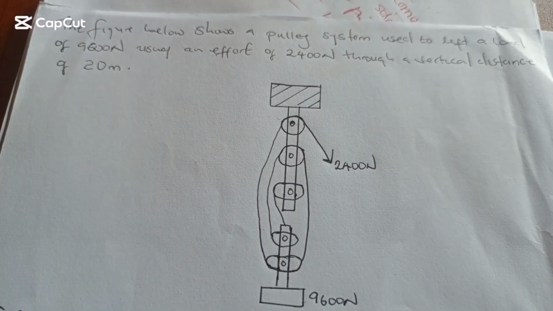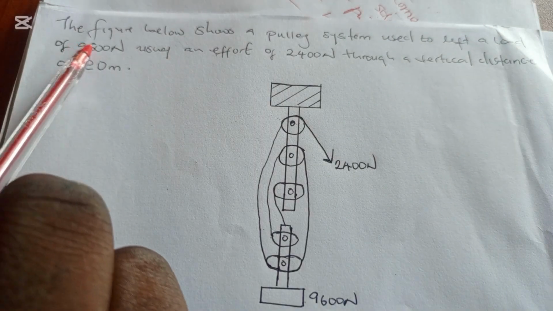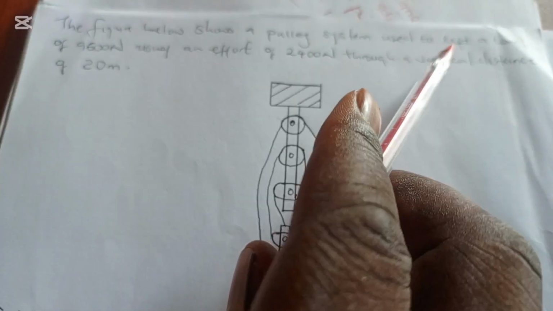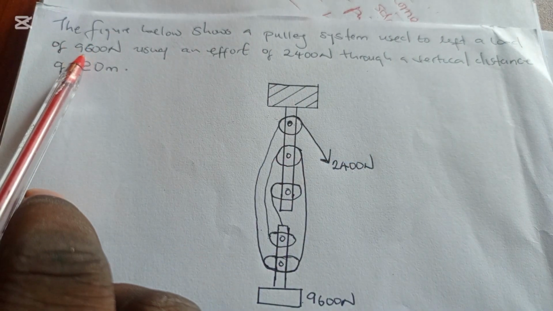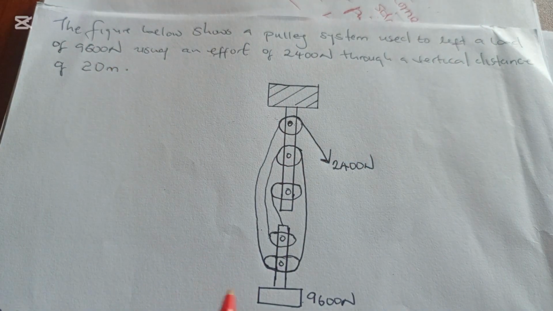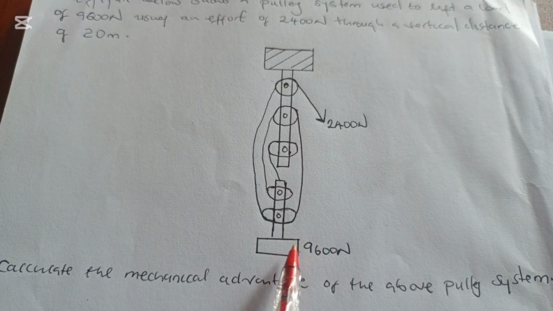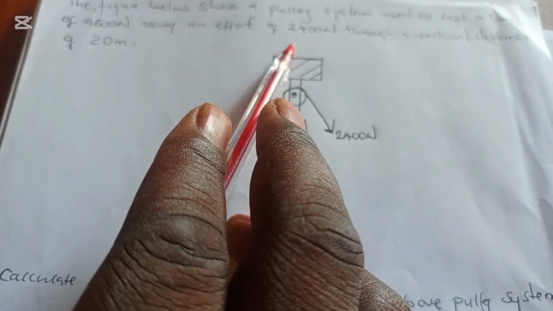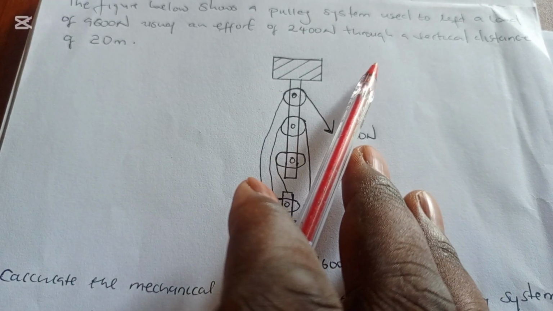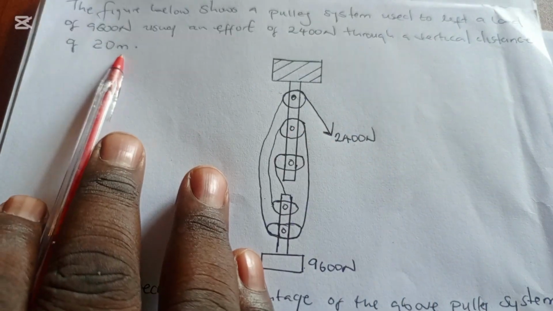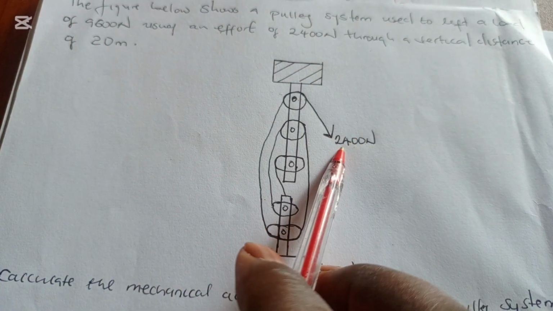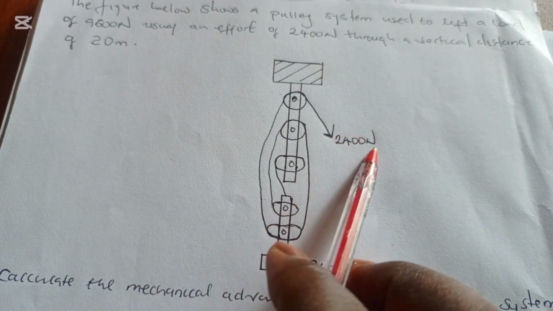This is physics on simple machines. So the question reads: the figure below shows a pulley system used to lift a load of 9,600 newtons using an effort of 2,400 newtons through a vertical distance of 20 meters. So the vertical distance is 20 meters, and our effort is 2,400 newtons.